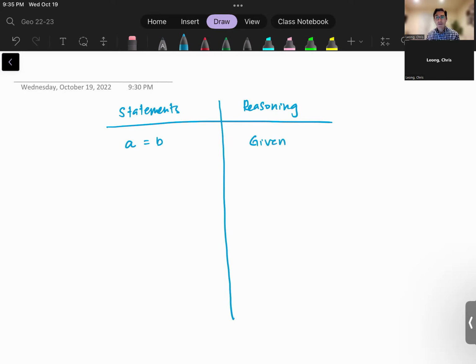The next thing that I'm going to do is multiply both sides by A. So I'll show it and then I'll erase it. I'm going to multiply both the left and the right side by A. And so the result is going to be A squared equals A times B.